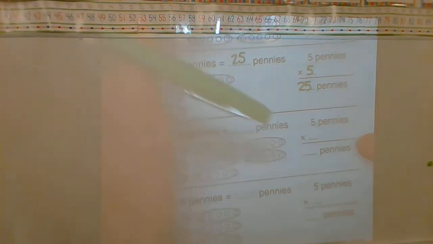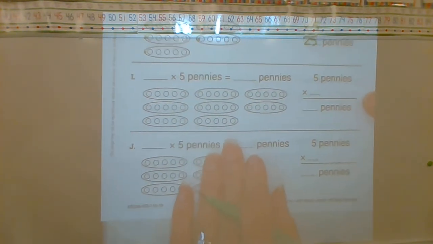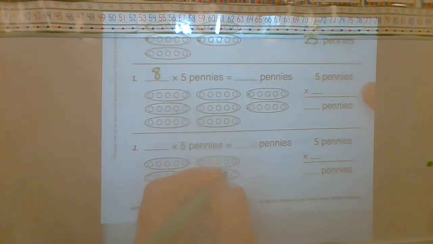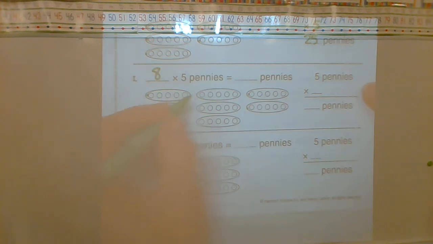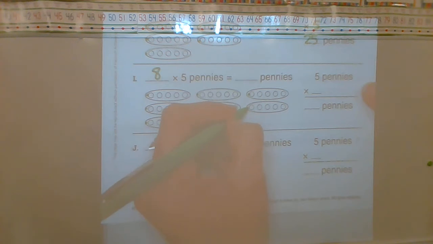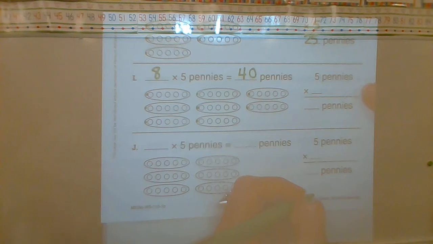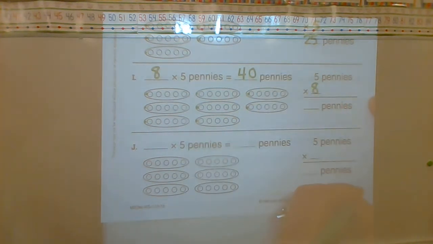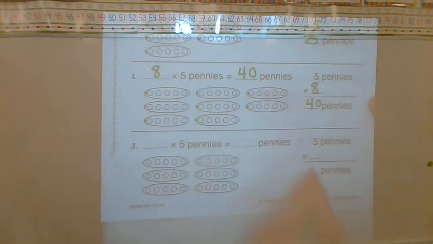All right, let's look down here. Letter I, okay? How many groups do we have? 3, 6, 7, 8. 8 groups of 5 pennies. Count with me. 5, 10, 15, 20, 25, 30, 35, 40. 8 groups of 5 pennies equals what? 40 pennies. 5 pennies times 8 groups equals 40 pennies.